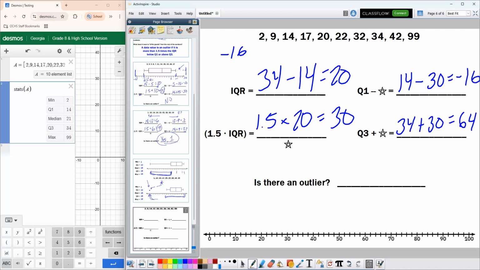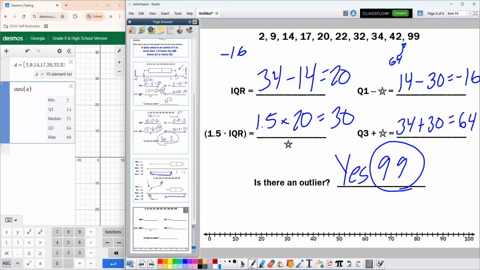Is there a number to the left of negative 16? No. 64 would be right there. Is there a number to the right of 64? Yeah, what is it? 99. So 99 is the outlier. So, 5-number summary.